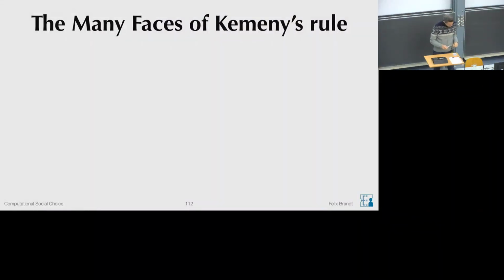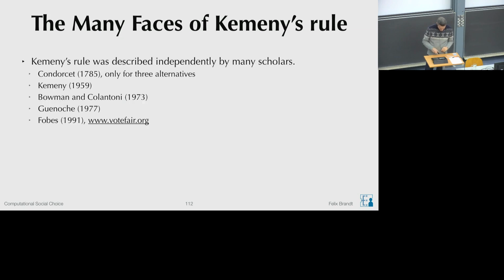So interestingly, Kemeny's rule has been reinvented over and over again many times by many different people. The first definition, or almost definition, of Kemeny's rule is due to Condorcet. This is something I mentioned last week. Peyton Young actually tried to decipher what Condorcet originally meant.